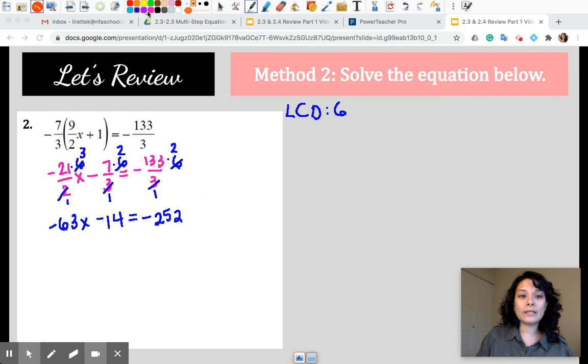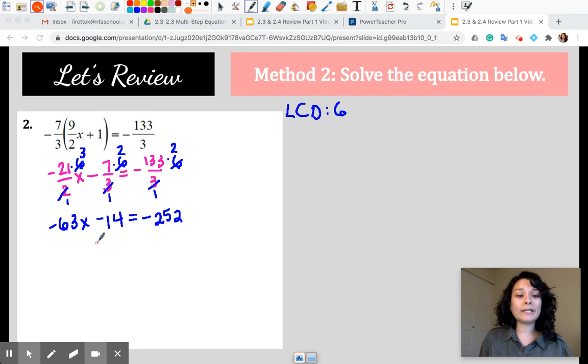Now, you might be looking at this and thinking, Miss Lorette, those numbers, 63, 252, those are big numbers. That didn't make the problem any easier. And it's like I said, sometimes clearing the fractions makes the problem easier because it's easier to work with integers sometimes, and sometimes it doesn't make it easier. So you have to make the executive decision on what method you're more comfortable with, and then stick with that method. Okay, I usually like to clear the fractions.